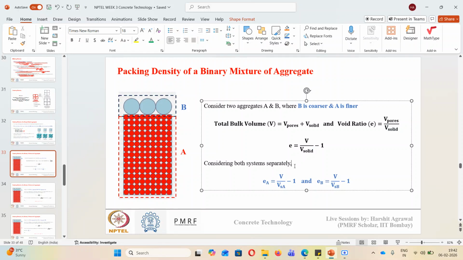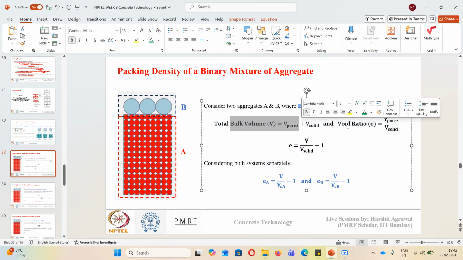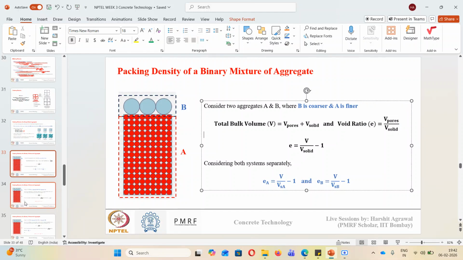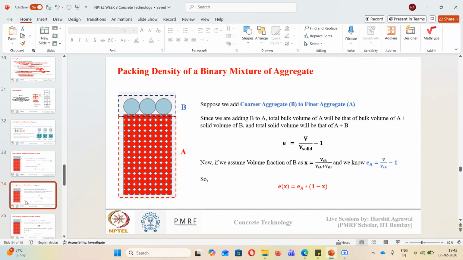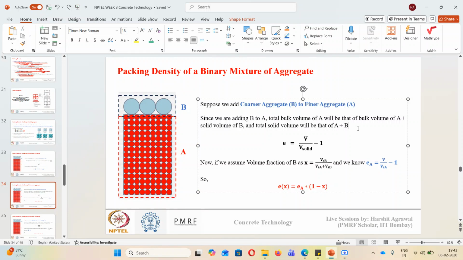So this is how we can define a single aggregate system. We know the total bulk volume and we know the void ratio. Now suppose I am adding coarse aggregate B to fine aggregate A. What will be my total bulk volume? It will be nothing but the bulk volume of A, which is already there, plus the solid volume of B, which I have added to the system. And what will be my total solid volume? It will be solid volume of B plus solid volume of A.